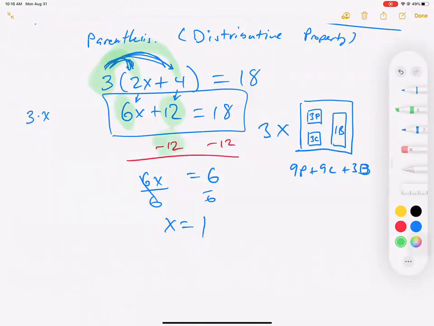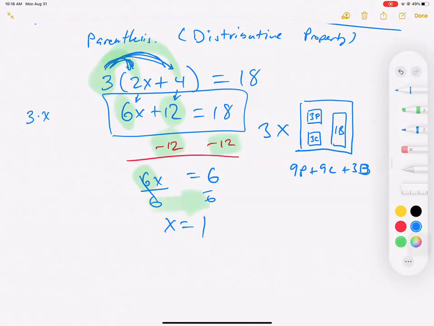The 12 is farthest away, so we do opposite operations. Opposite of plus is minus. 18 minus 12 is 6. Next move, how to get rid of a 6 times x? Opposite of multiply by 6 is divide by 6. And then we're left with 1.